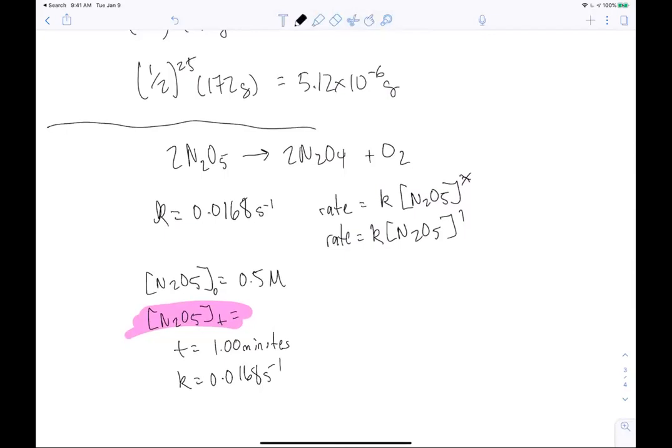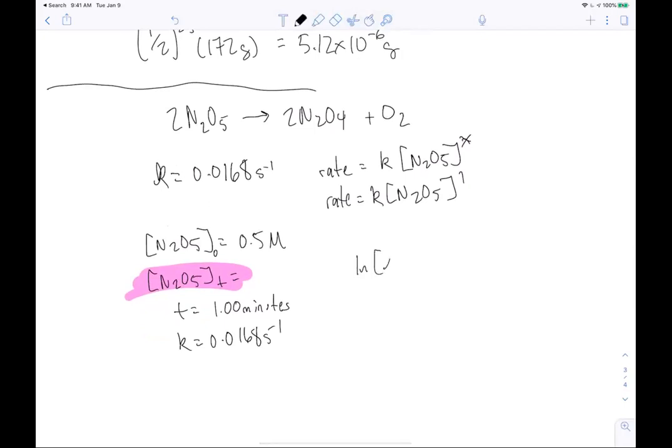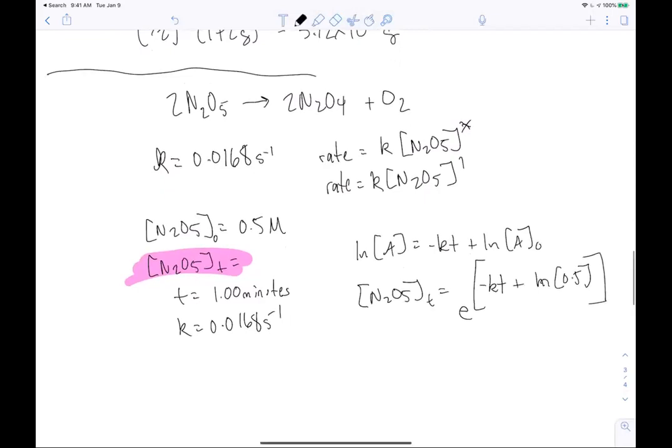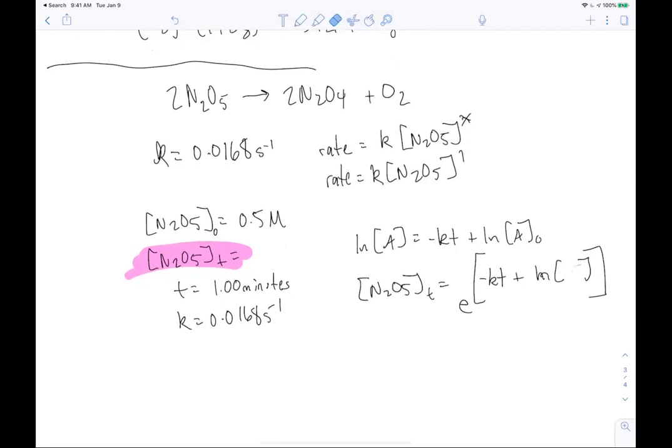Calculator out. We're going to use our rate law for first order reactions. Since we know it's first order, we know that natural log of A is going to be equal to negative kt plus natural log of A sub 0. And then we're solving for N2O5, so we should plug that in. So we should end up with N2O5 sub t is equal to e to the negative kt plus the natural log of our initial concentration, which is just 0.5. Well, let me be consistent here. I haven't put any numbers in yet.